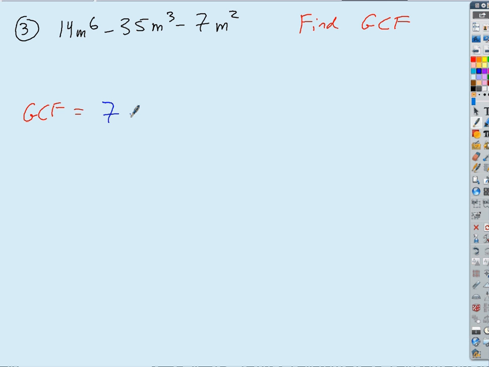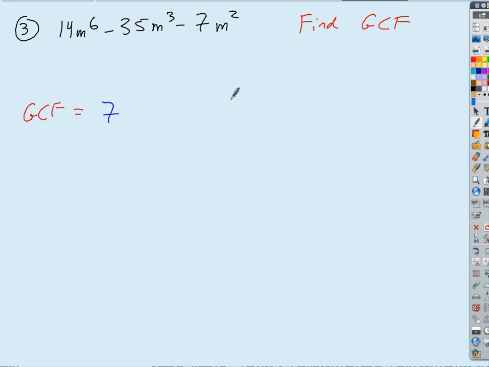Okay, because that's the biggest thing that's going to divide evenly into all of those terms, right? Okay, now let's think about why that is. If I've got an m to the 6th in this first, let's just break each of these terms up, and we're going to represent them pictorially here.